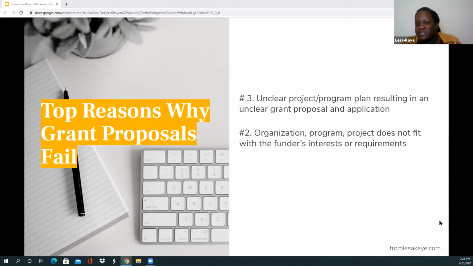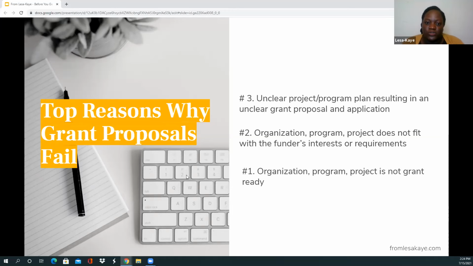And the number 1 reason that grant proposals get rejected is that the organization or the program or project that you're applying for is not ready for grants. With all this said, in order to successfully win grants, organizations must be prepared to not only apply, but also manage the expectations, the requirements, the strings that come with grant funding.